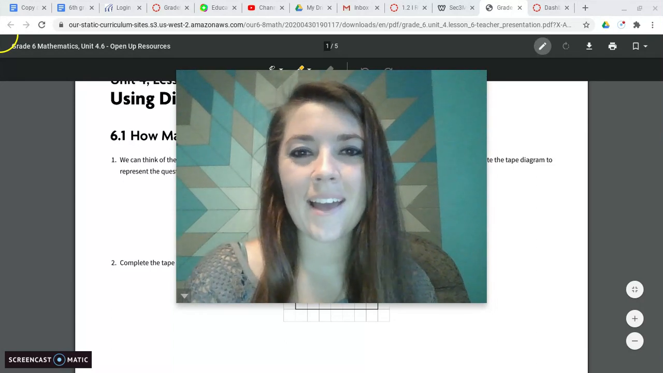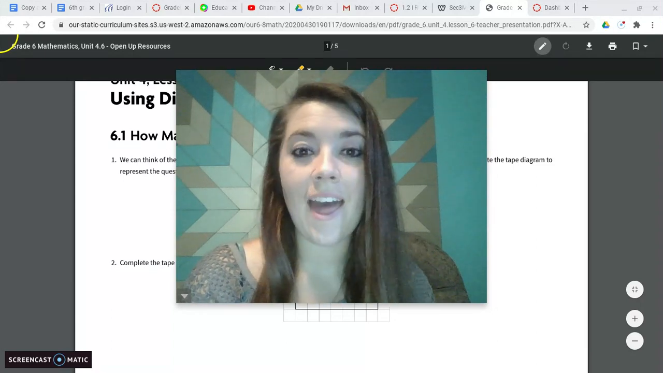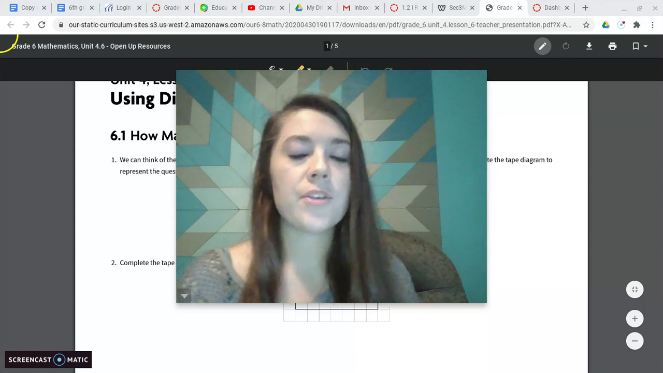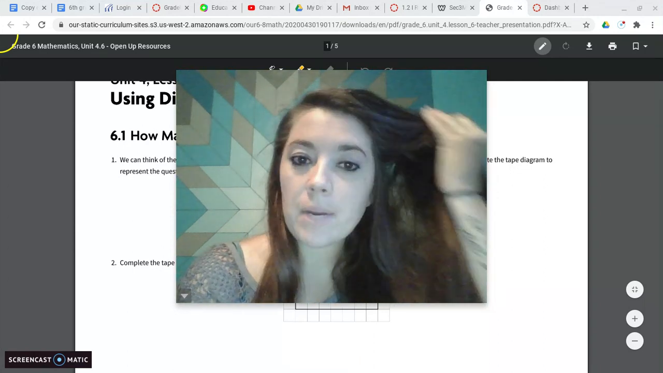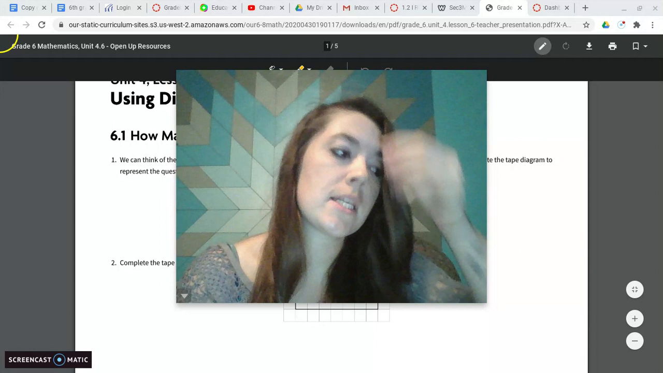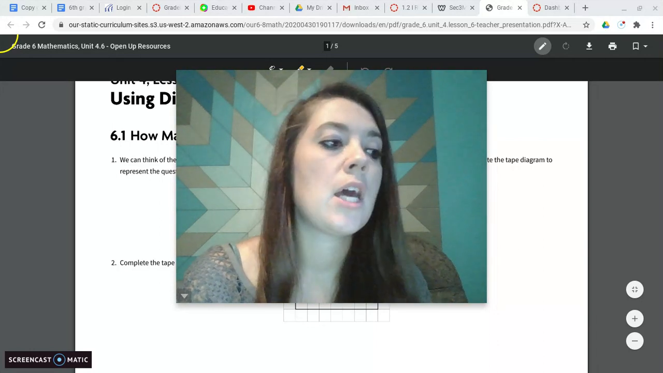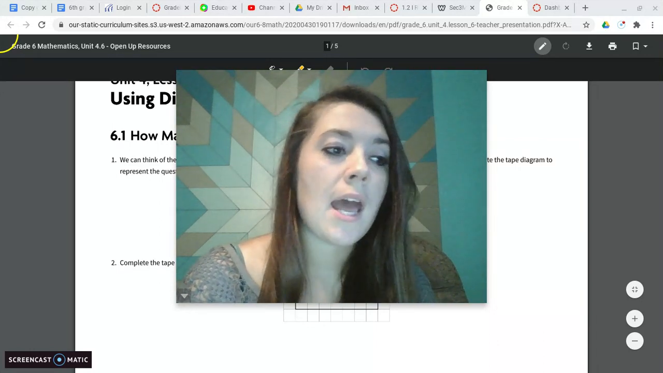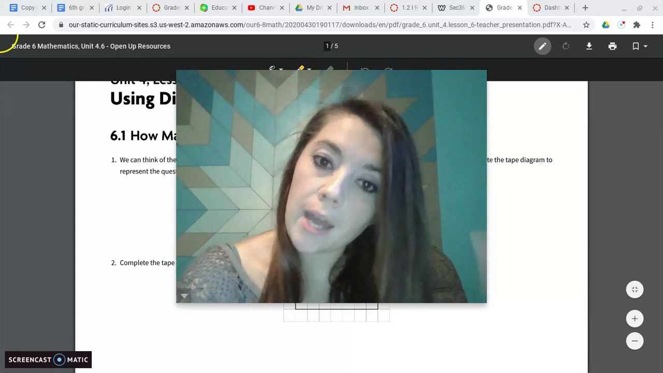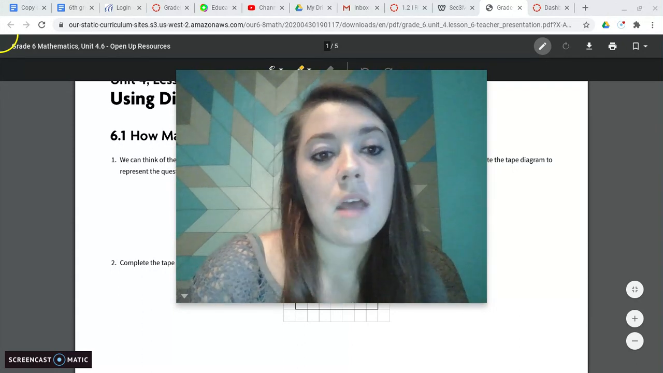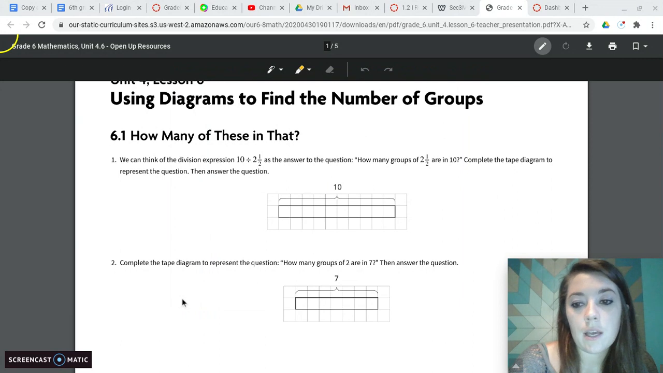Hi guys, welcome back. So today we are looking at lesson 6, using diagrams to find the number of groups. What we're going to be doing in this is using a tape diagram specifically to represent equal-sized groups and find the number of groups that results from that. Okay, so let's go ahead and take a look at the screen here.